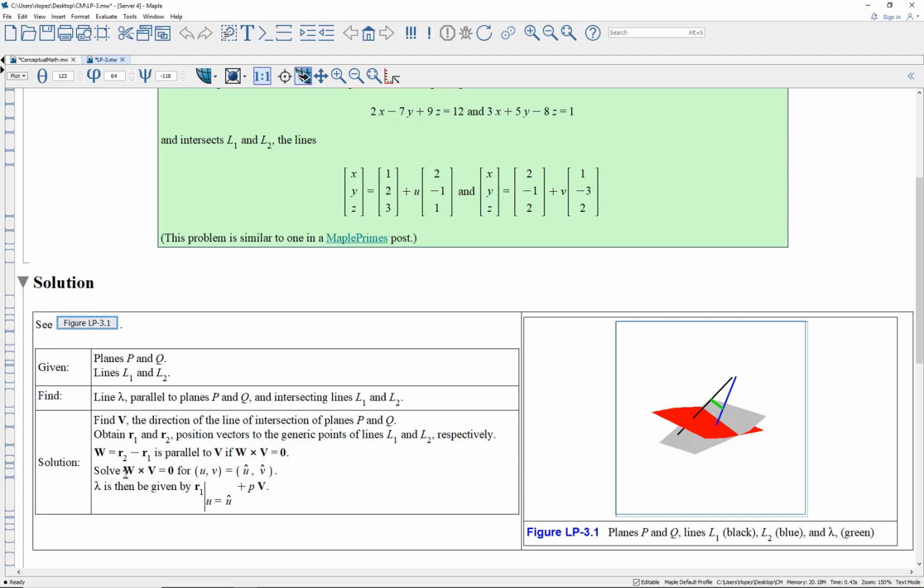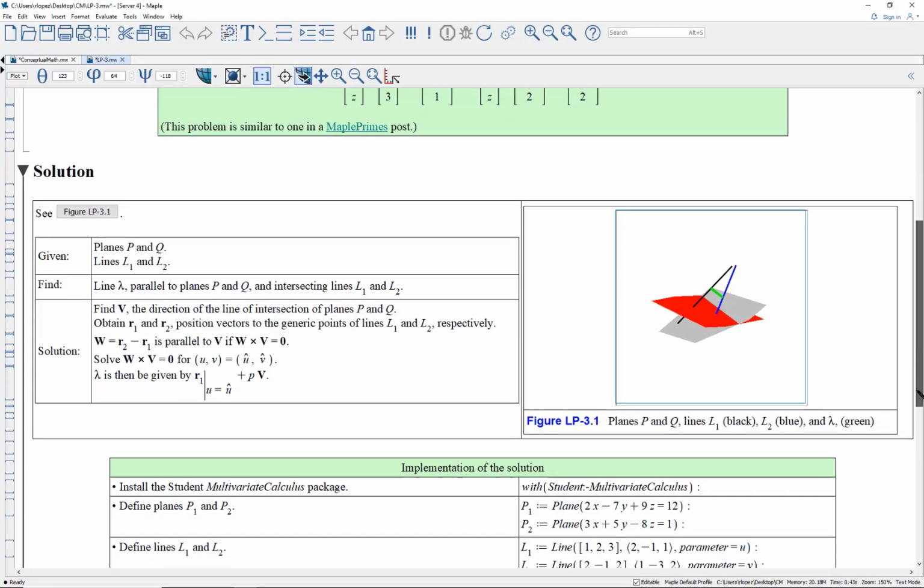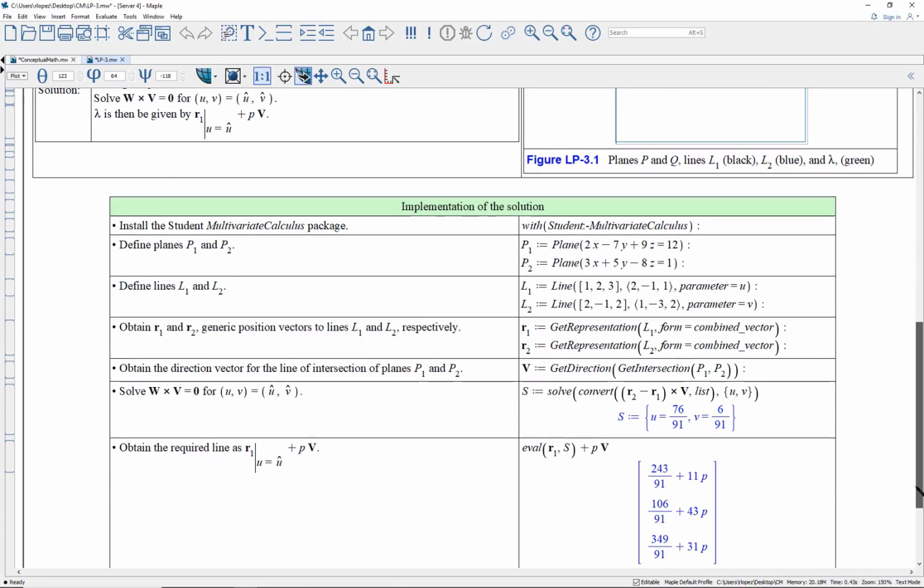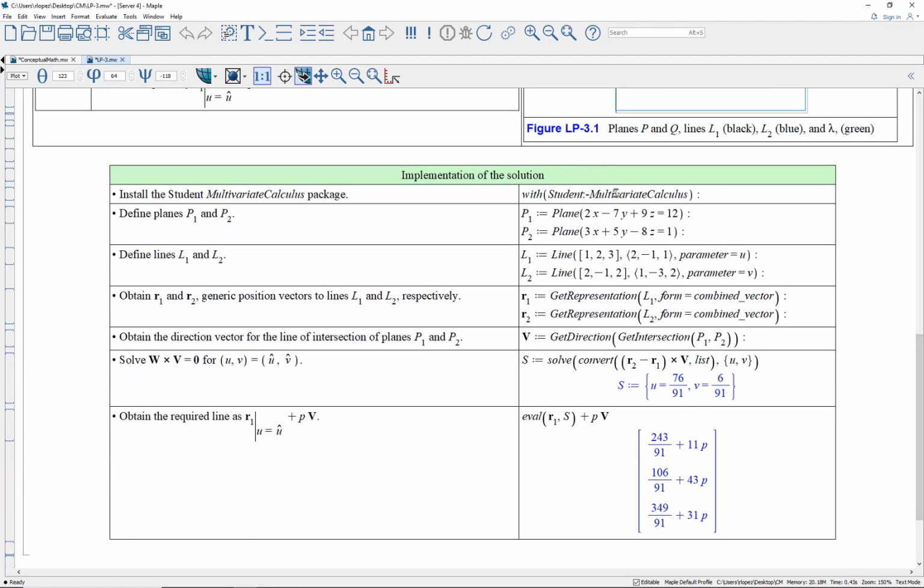So we will solve the equations involved in W cross V equals 0 for the parameter values U and V that satisfy those equations. Then the actual line that we want is, for example, R1 evaluated at the value of this parameter, and add a multiple times V, because V is the direction vector for that line. So let's implement that thought process in Maple. So here's student multivariate calculus package. Define the two planes and define the two lines.